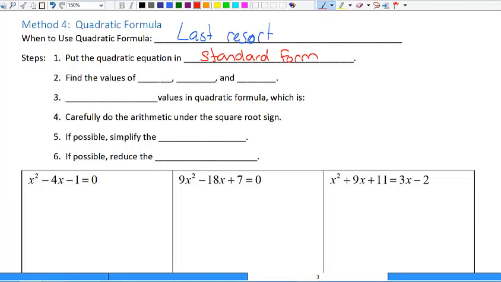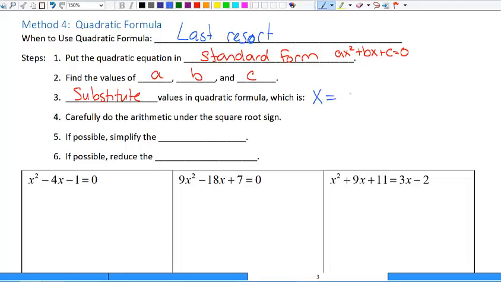Then I want you to find the values of a, b, and c in the quadratic form ax squared plus bx plus c. Please note that a, b, and c are the numbers in front of the variables. So not x, I'm just talking about a, b, and c, like 2, 7, 5, some numbers, okay? And then I want you to substitute those values for a, b, and c into the quadratic formula, which is this quadratic formula right here.